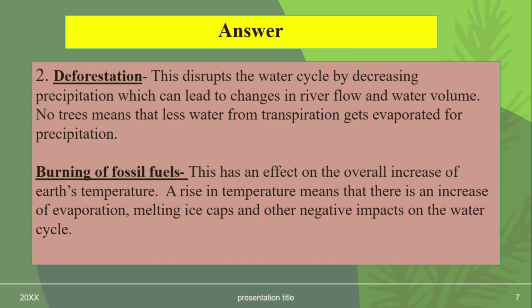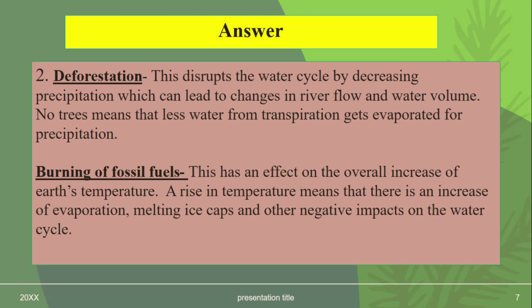And as you can see, just the summary: deforestation. When plants are removed, the plants will not be able to transpire, meaning releasing a lot of water in the atmosphere. Hence, you will have less rainfall. So, if you cut down the trees, you will have less rainfall.